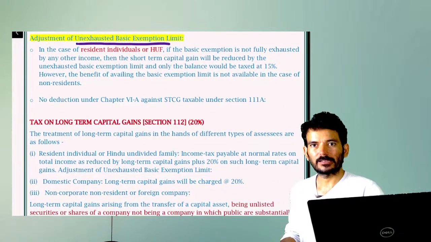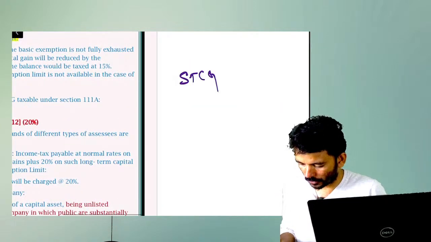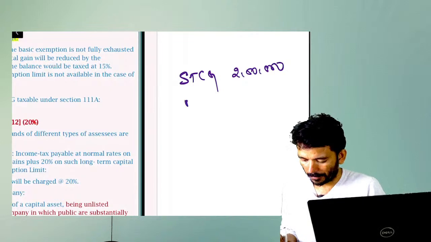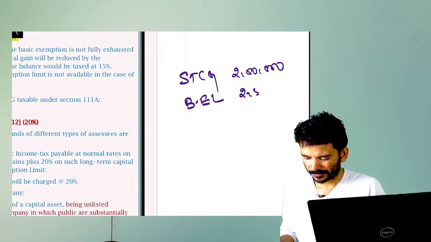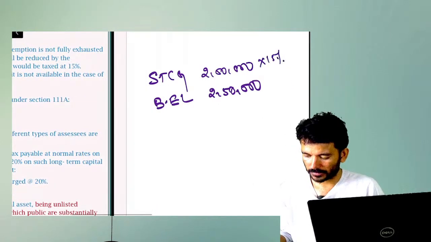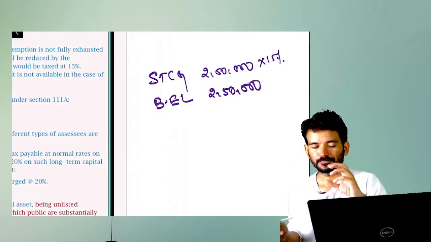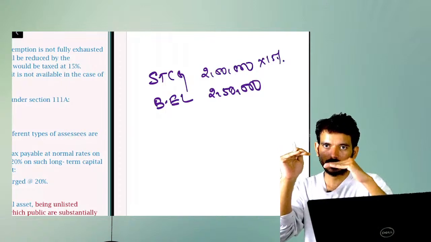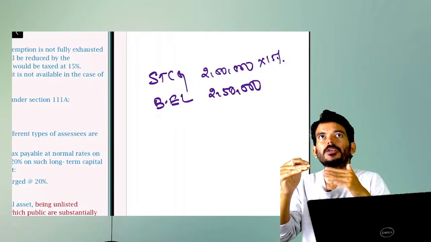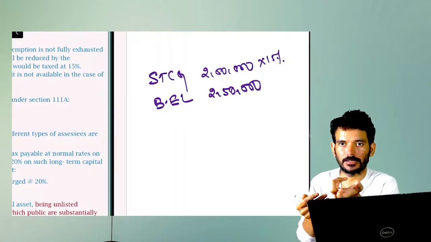And unexhausted basic exemption limit is a concept, I'll tell you once. Short-term capital gain you got is 2 lakh rupees. No other income. But basic exemption limit is 2.5 lakh. So now should you pay 15% on this? You should not pay. The reason is, assuming this short-term capital gain is your only income, your basic exemption limit is 2.5, but you are getting a gain of 2 lakh only. So 50,000 is not yet exhausted, means you are not even reaching the basic exemption limit, but why are you paying 15%? This is a little bit harsh, right?